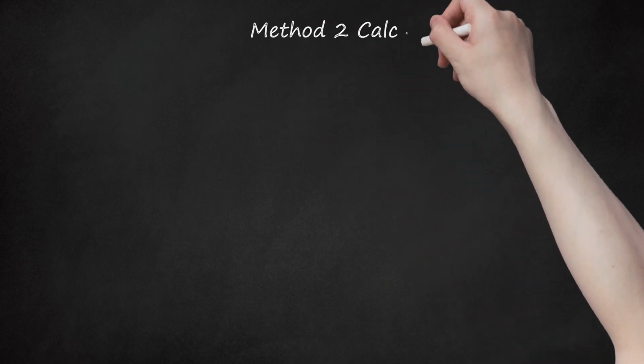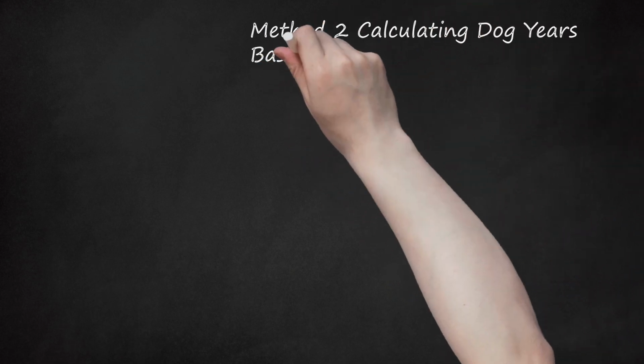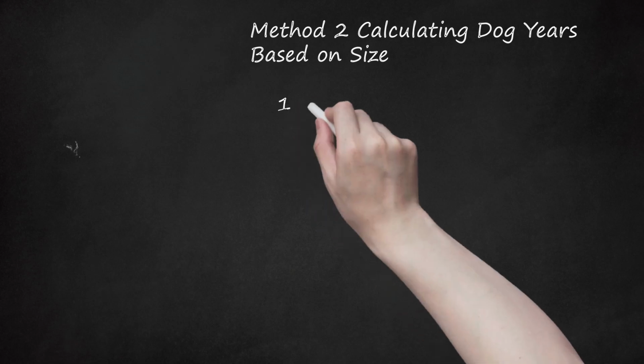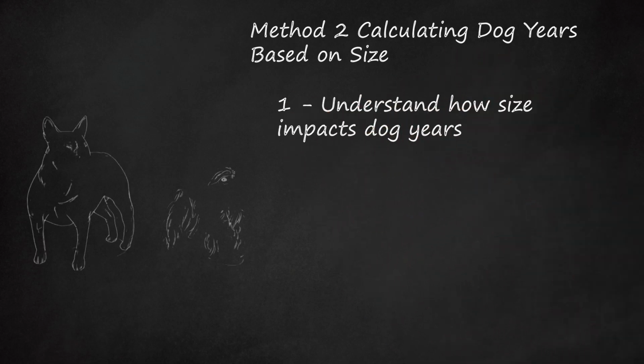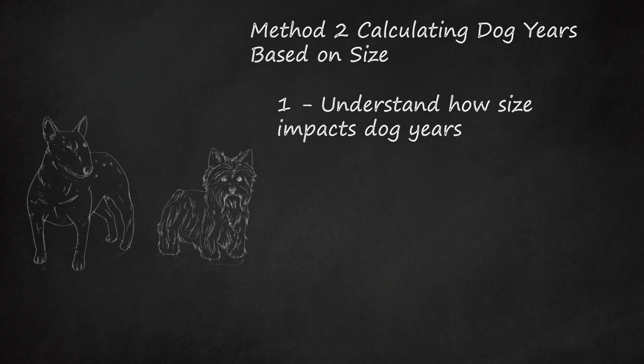Method 2: Calculating dog years based on size. 1. Understand how size impacts dog years. The most accurate dog year calculations consider the size of the dog. Smaller dogs do tend to live longer than larger dogs, although they may mature more quickly in the first few years of life. A large dog may mature more slowly initially but be considered a senior at age 5.